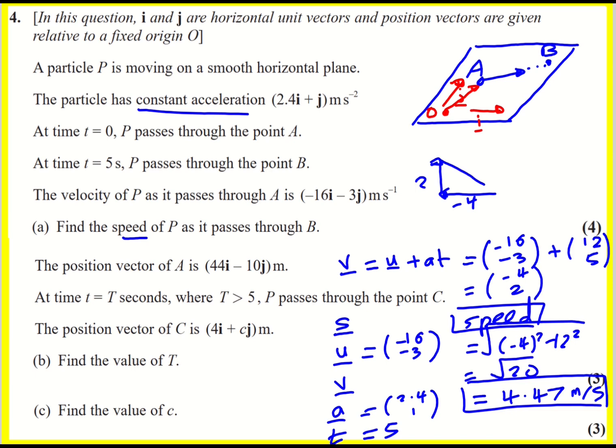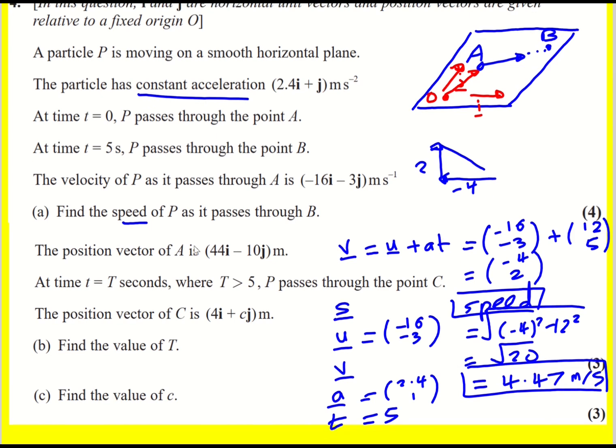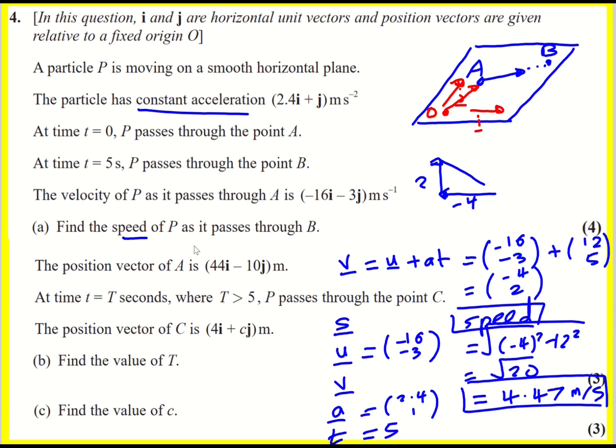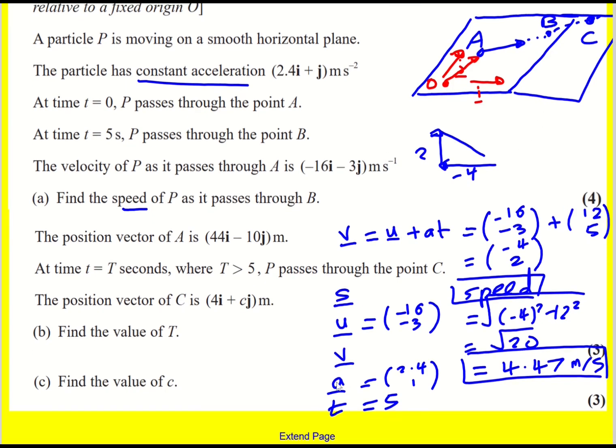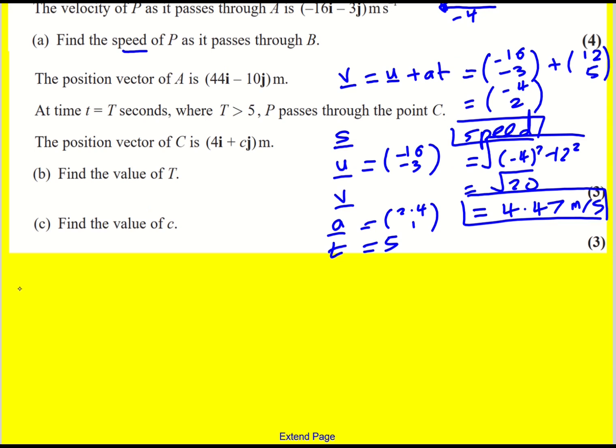Then we're told the position vector of A. That's the one that I identified before, going from O to A. And we're then told at time t equals capital T, P passes through the point C. Okay, so it's going to be going further along this surface, extend it, and it's going to get to C. Well, I can do very similar. I can write down my SUVAT again. You don't actually really need to, it's basically the same. It's just now the time is not equal to 5 anymore.